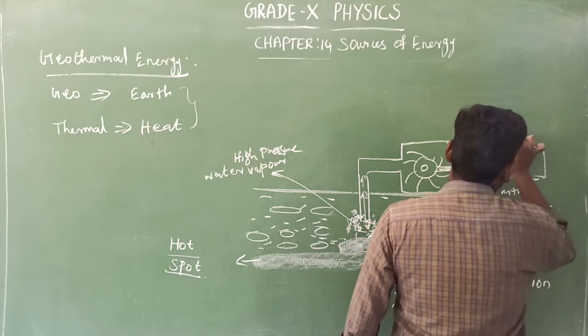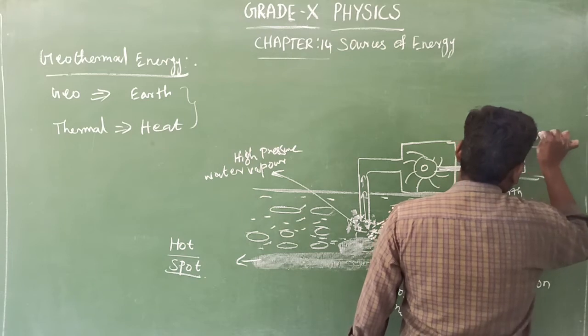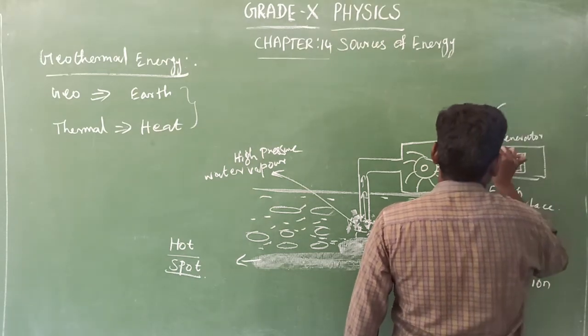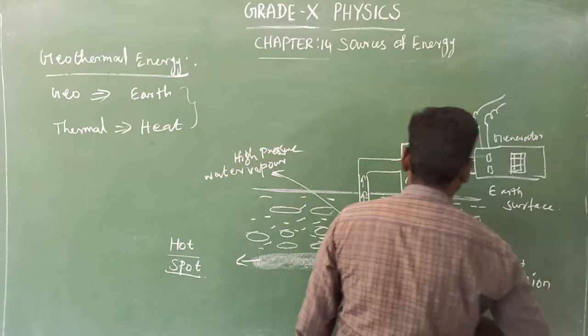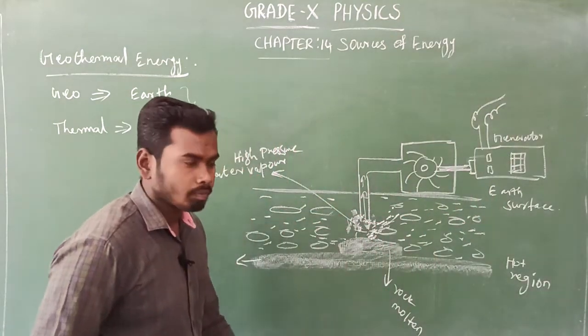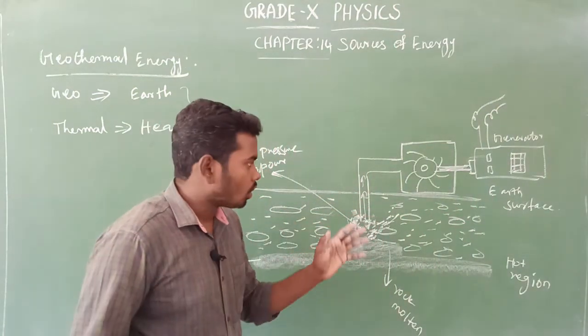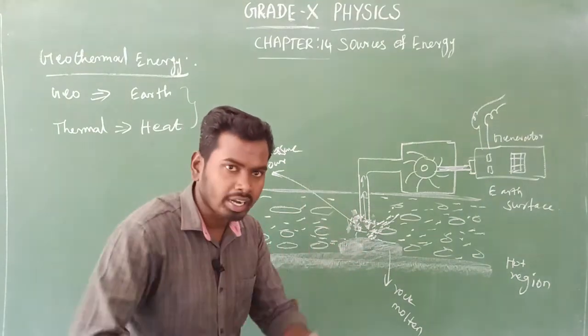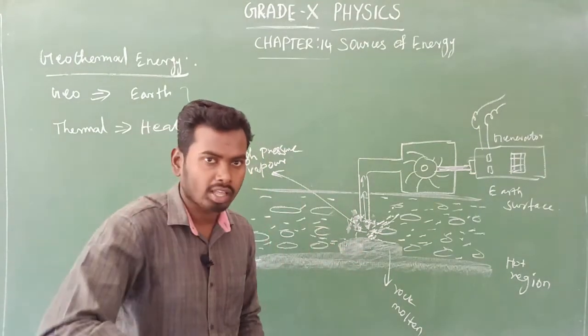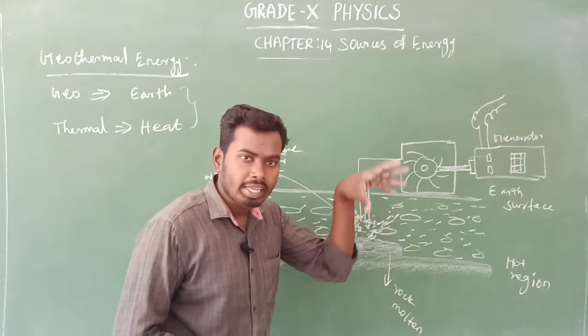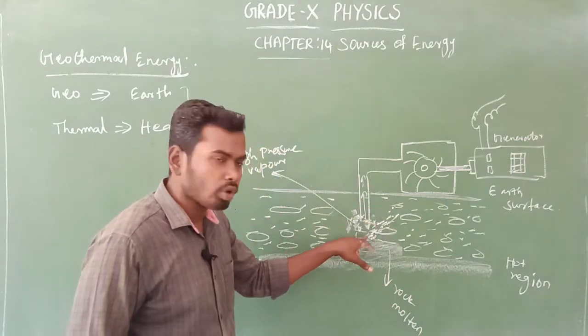This is the generator. Okay, look here. When the earth's surface is drilled, which means a water pot is drilled deeper and deeper inside to reach the hot spot.